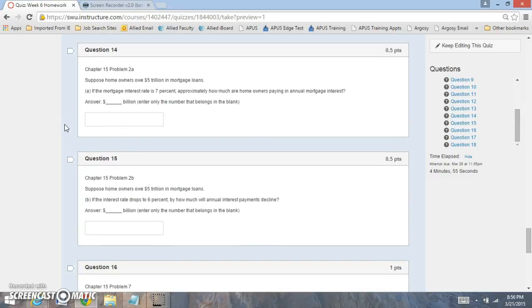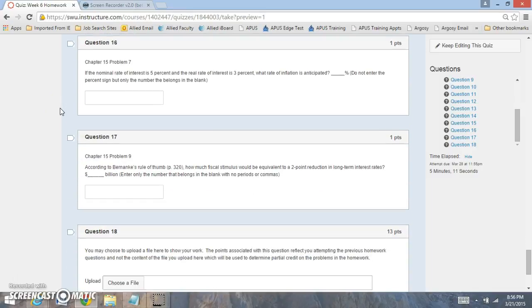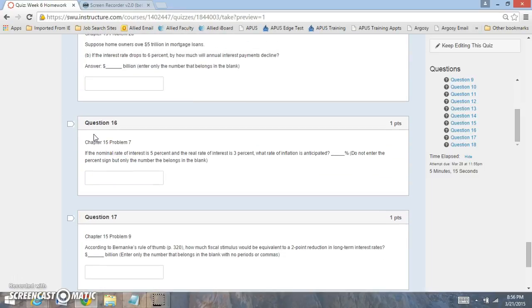Question 14 is looking at this interest rate. If the mortgage interest rate is 7%, approximately how much are homeowners paying in annual mortgage interest? So you want to look at that question. The other questions right here are focused on problem sets in the book as well.